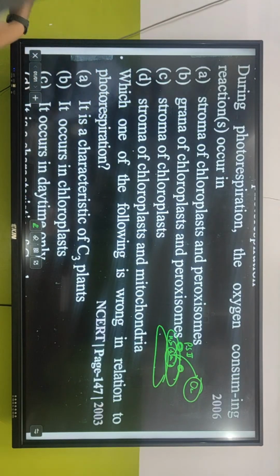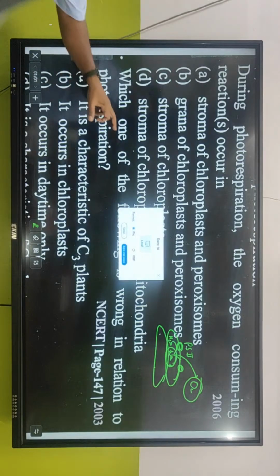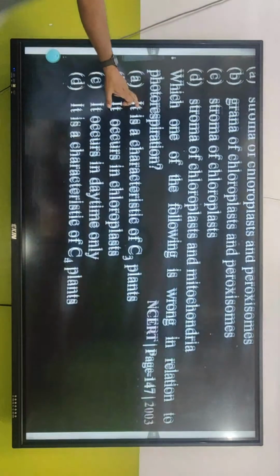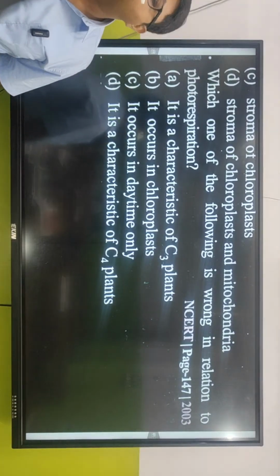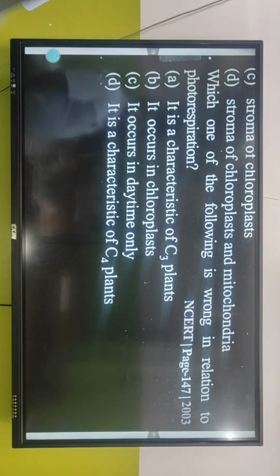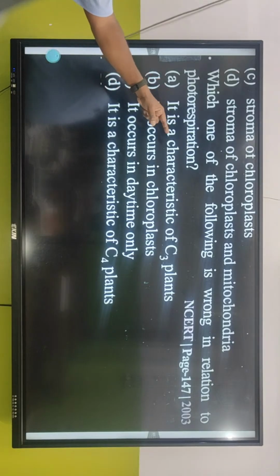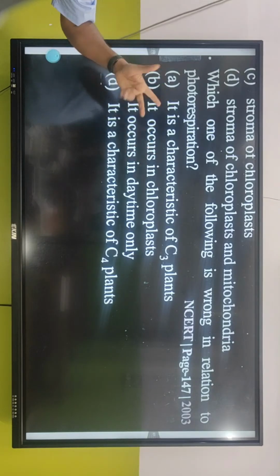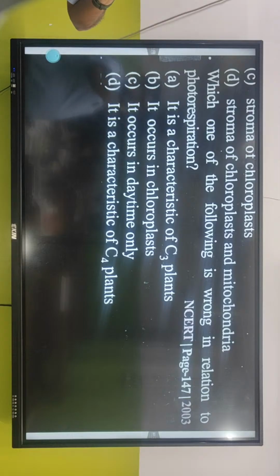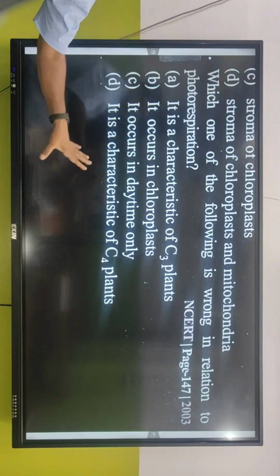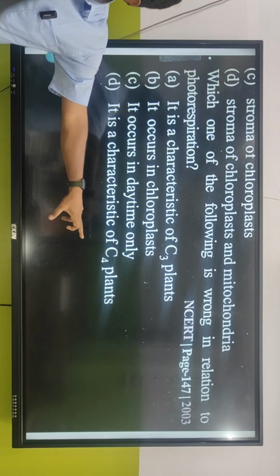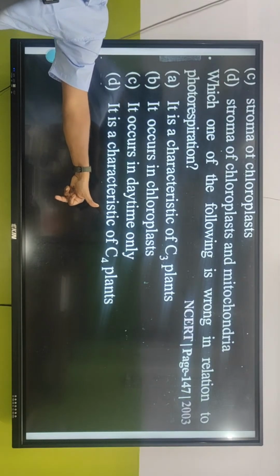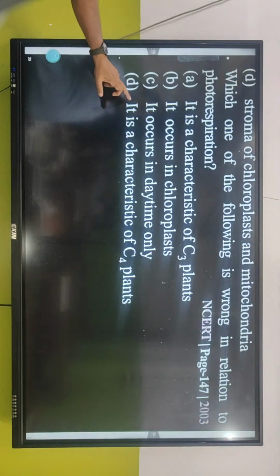Which of the following is wrong in relation to photorespiration? This is the last question. Let us do it. Is it a characteristic of C3? Yes. It occurs in chloroplast? Yes. It is a characteristic of C4 plants? That is wrong, because what happens in C4 plants? No photorespiration. That's it.